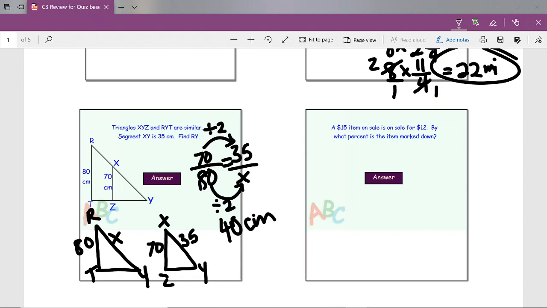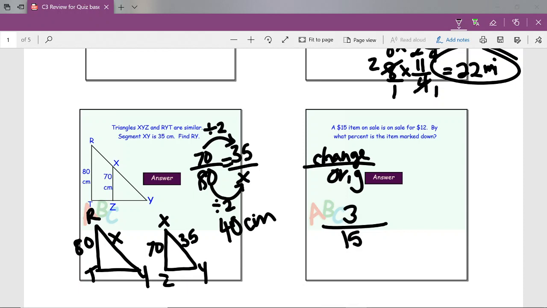All right, moving right along. So a $15 item is on sale for $12. By what percent is the item marked down? Well, we have a lot of different ways that we could look at this with a ratio box, but I'm actually going to go with that formula that we learned a little while back that talks about the change divided by the original. So when I look at these, if my item was originally $15, that's going to go on the denominator. And the change that I have here from $15 to $12 is a change of $3.